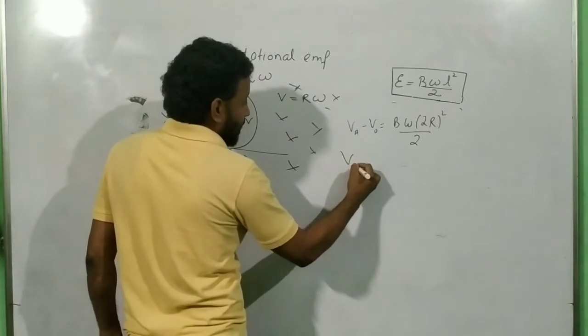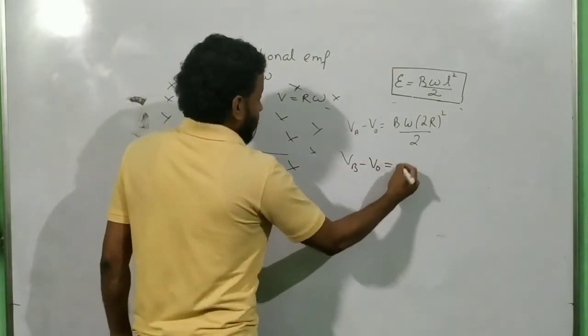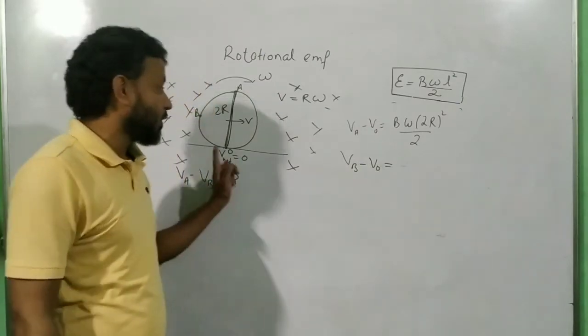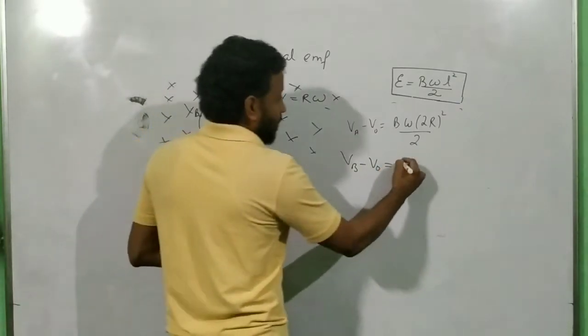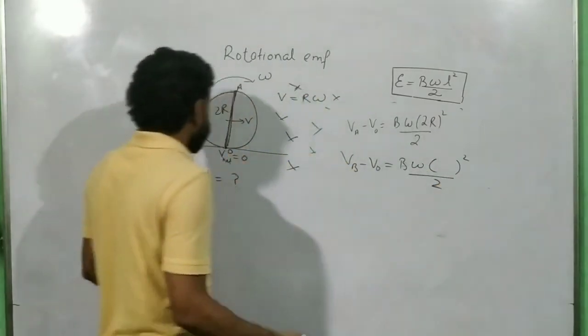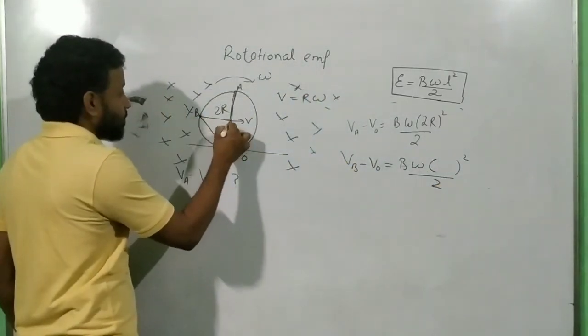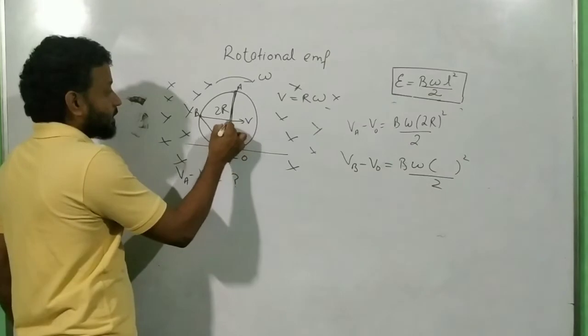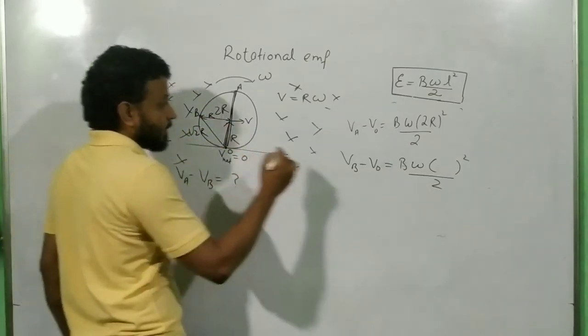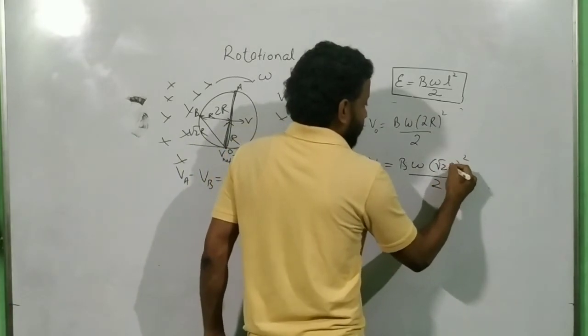Now suppose I want to find VB minus VO. So this is your VB minus VO. I'm repeating, you have to find it always with respect to point O. VB minus VO will be equal to B omega distance square by 2. How much is this distance? You can use the Pythagoras theorem. This is R from here to here, so this is root 2 times R.